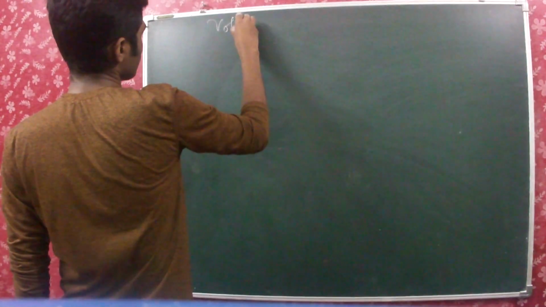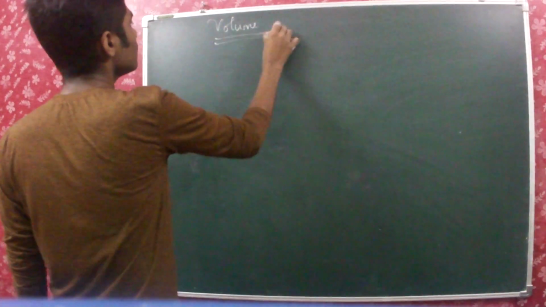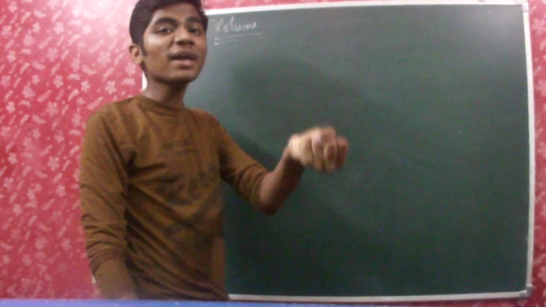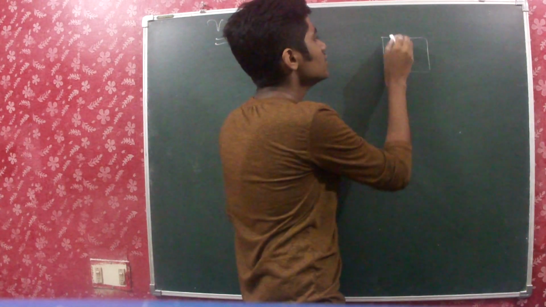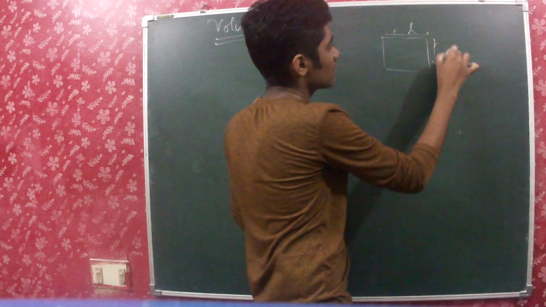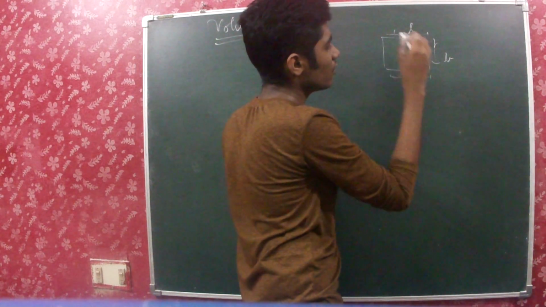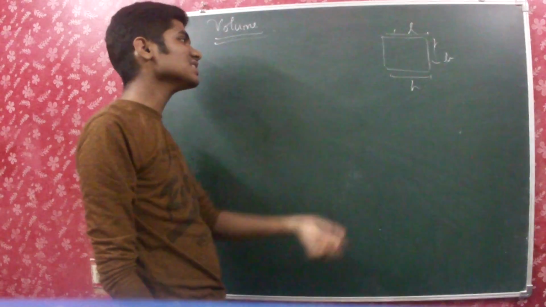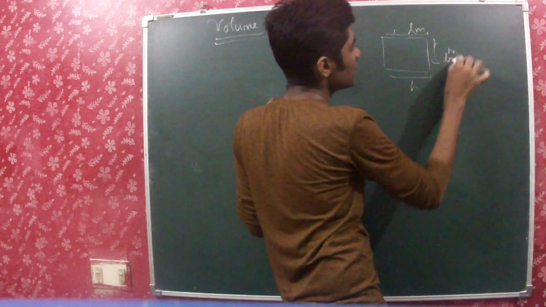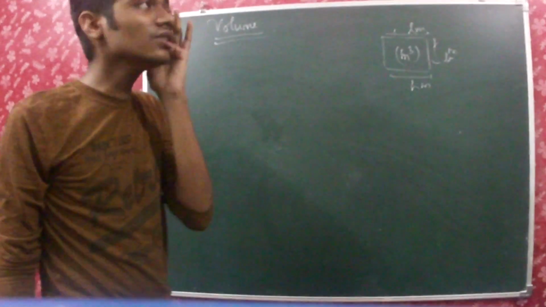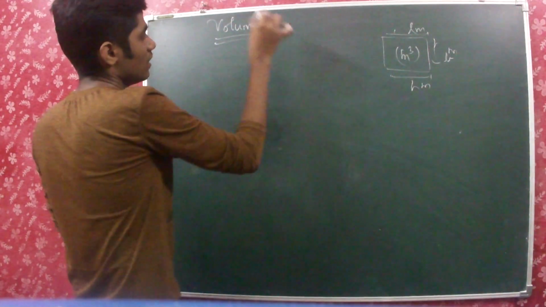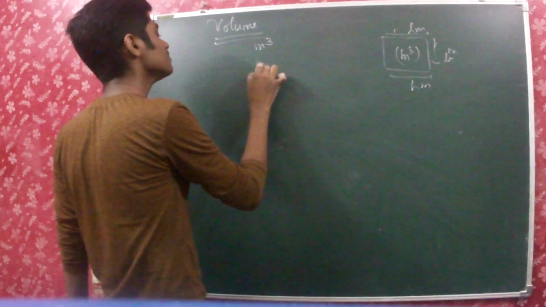Now we have to know about volume. So volume is nothing but the amount of space occupied by a particular object. For example, if I am drawing a box here, its length, its breadth and its height will account for its volume, the total amount of space which is occupied. So this is meter, this is meter, this is meter. So the full unit is meter cube. Okay, so the SI unit of volume is meter cube. Also, this is measured in liters.